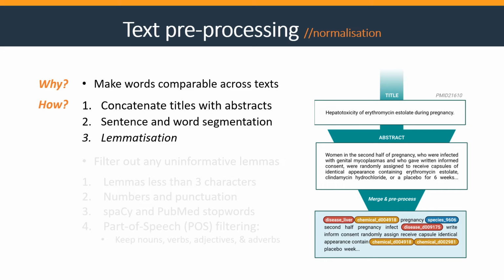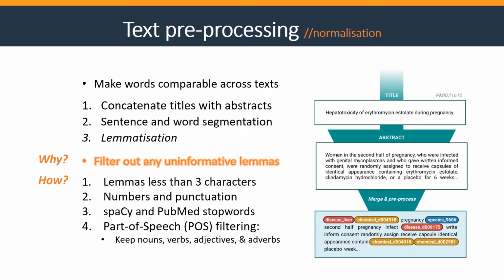So now let's talk about text preprocessing and specifically normalization. In our case, normalization is a 2-step process. During the first step, we want to make words comparable across texts. To do this, we first merge titles and abstracts, we then segment sentences and words, and then finally we map each word to its base form in a process that is called lemmatization.